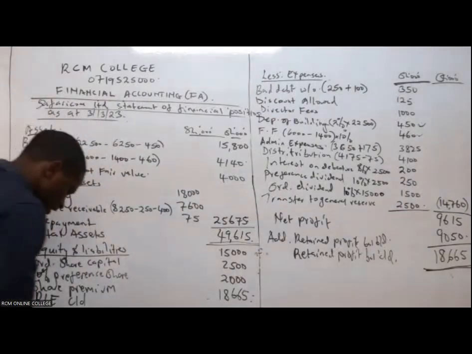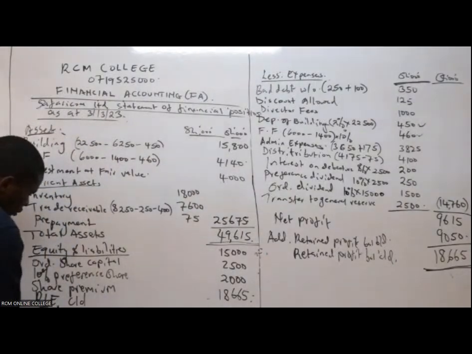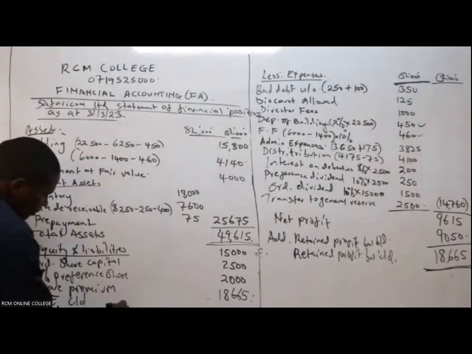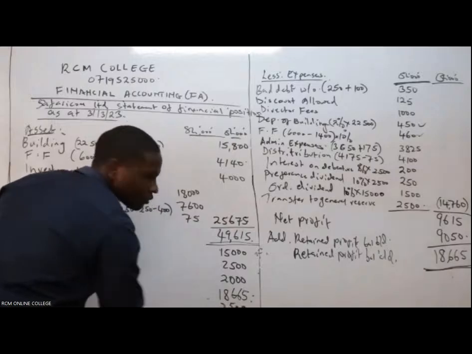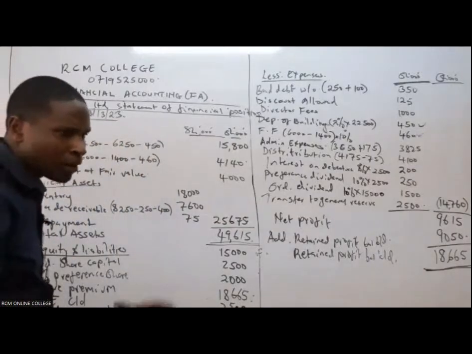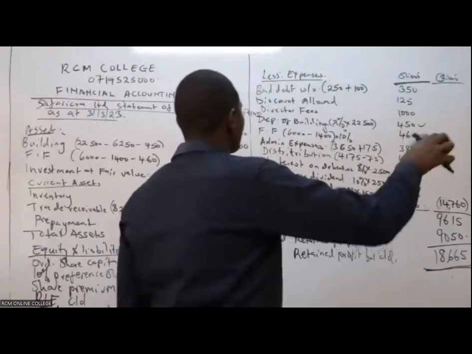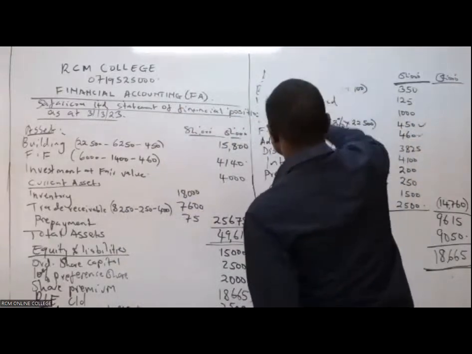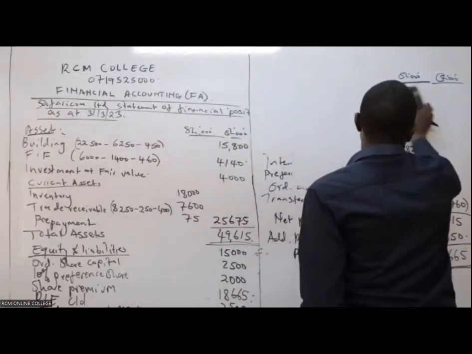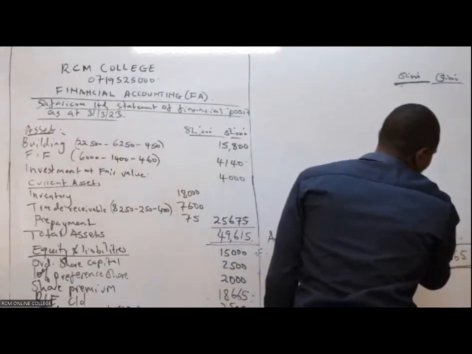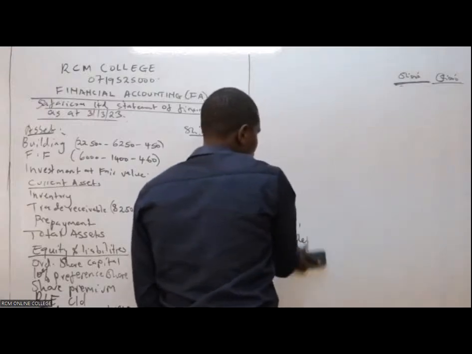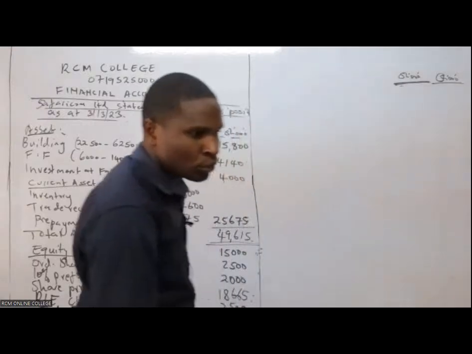Then we have the transfer to general reserve. How much was the general reserve? 2,500. Thank you. We are almost done. At least we will finish this now. That was the objective of today, to finish up with this.